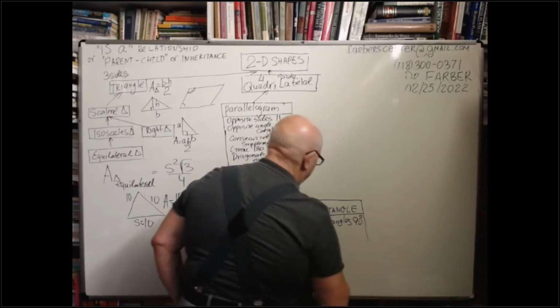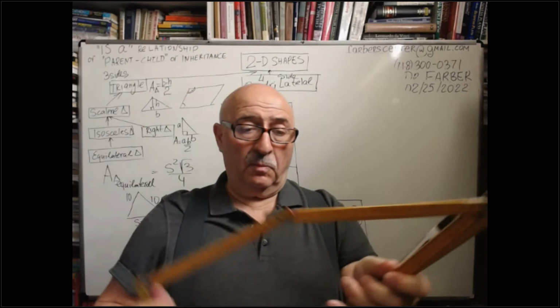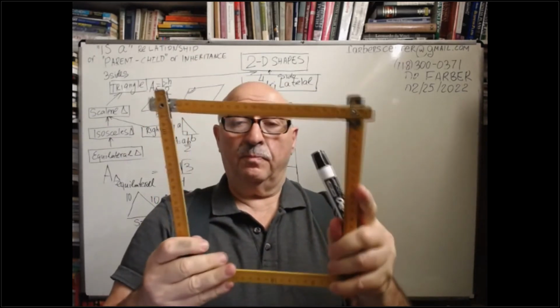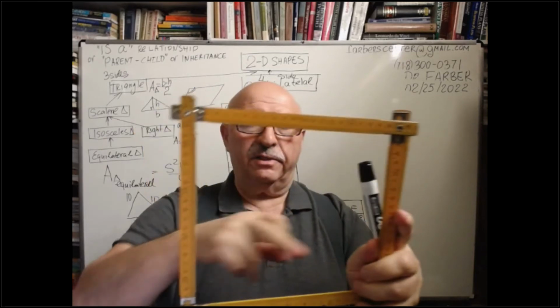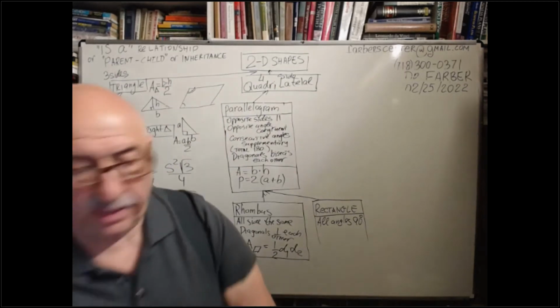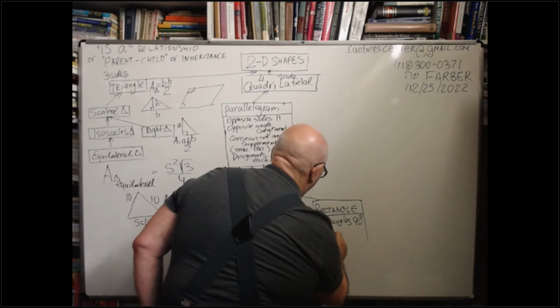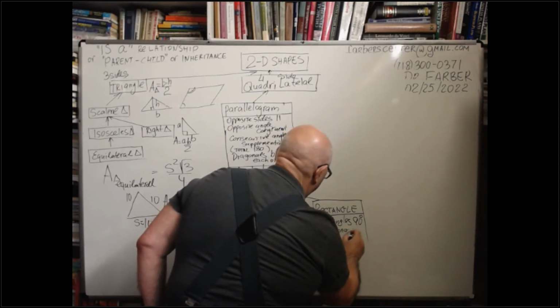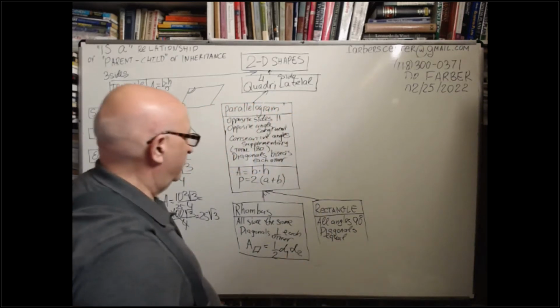For instance, second, if you look at this picture, the diagonals of a rectangle are the same, congruent. Diagonals are the same, equal to each other. Okay, so far so good.